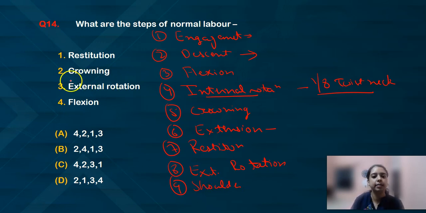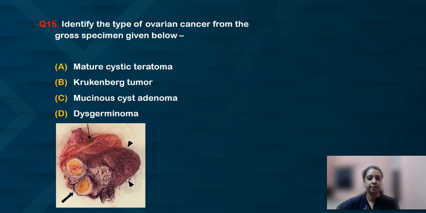They're easy. So let's see here. What will occur first? Restitution, crowning, external rotation, flexion. So first will be flexion, followed by crowning. Then the delivery. After delivery, what will happen first? Restitution, followed by external rotation. Right? So this is our answer. Okay, I hope I'm clear.